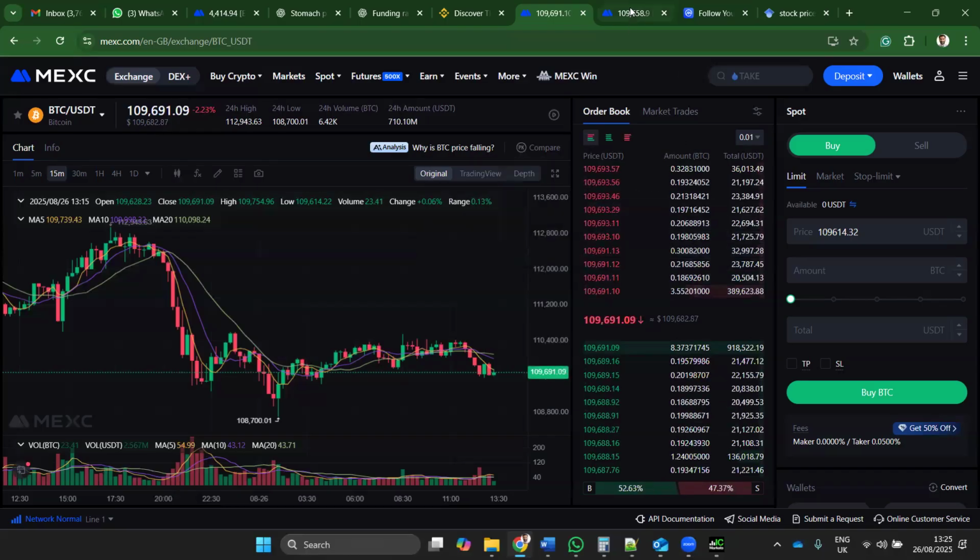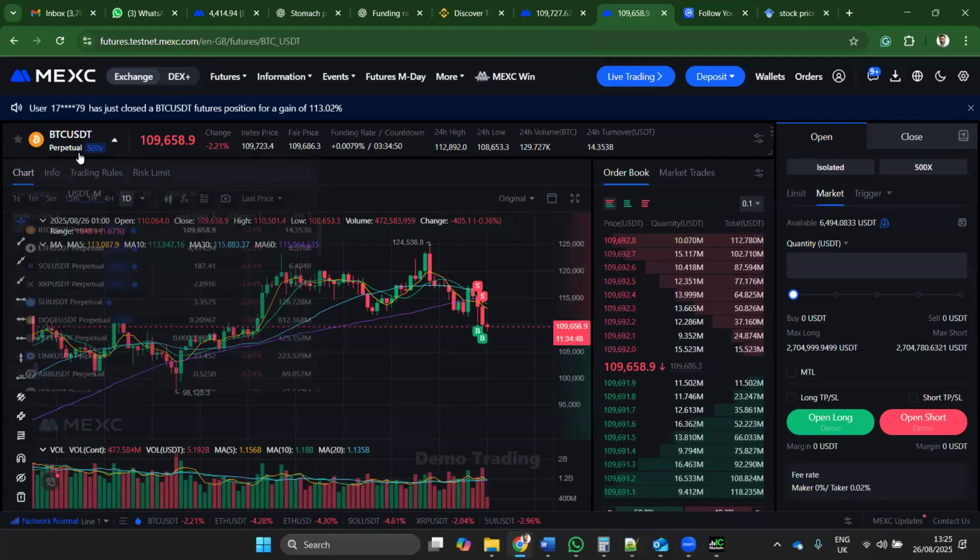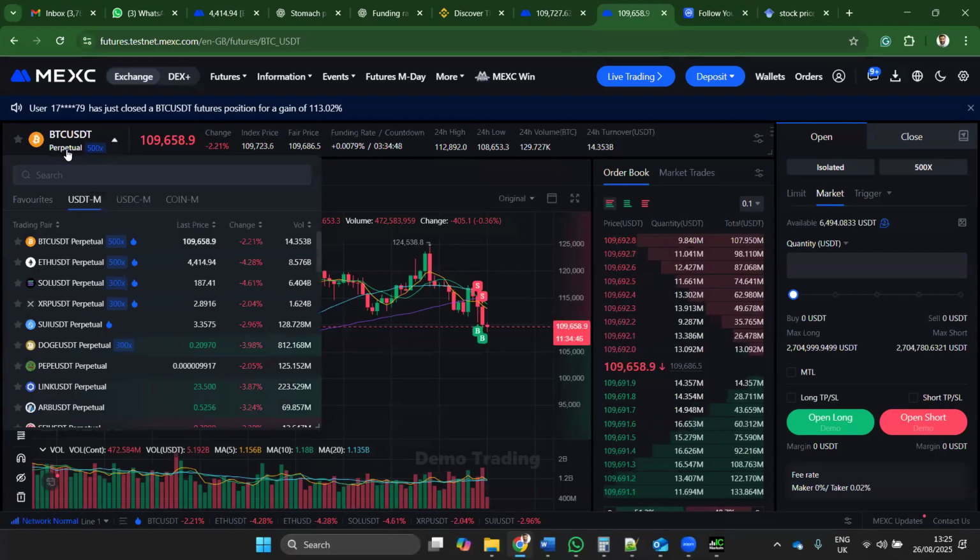Whereas when we trade in the future, this is the future. It says perpetual. Perpetual is a special type of future trading where there's no contract date. You can buy and then hold as long as you want. So this is perpetual future trading.